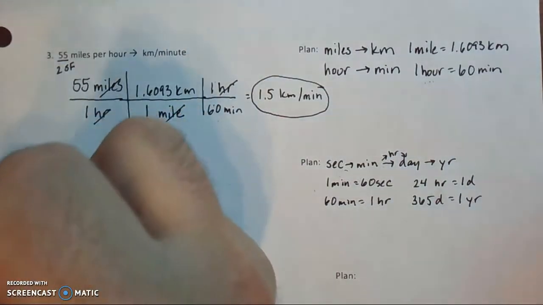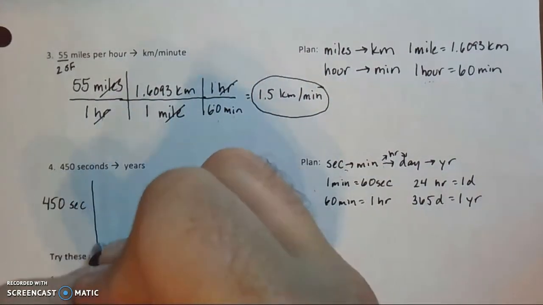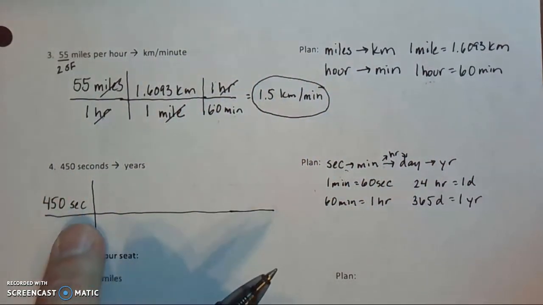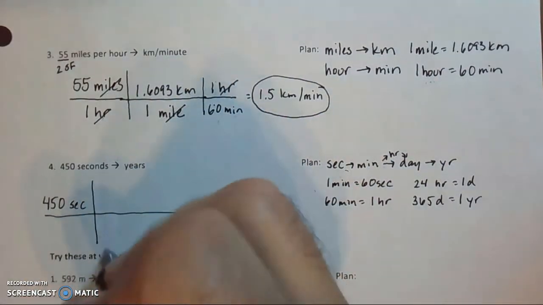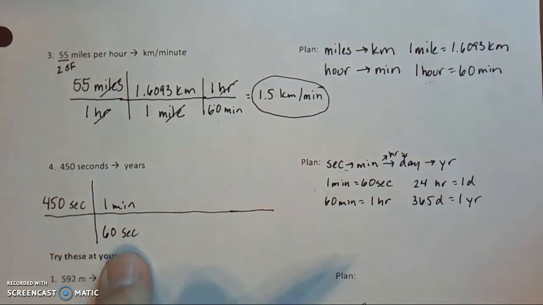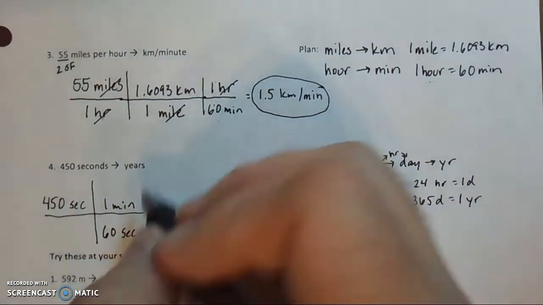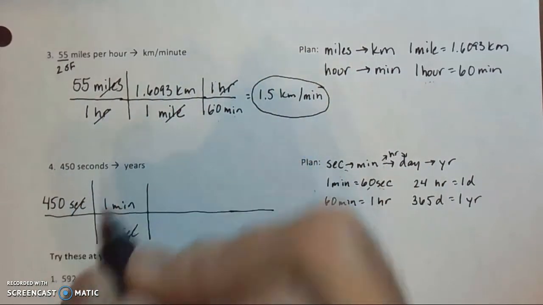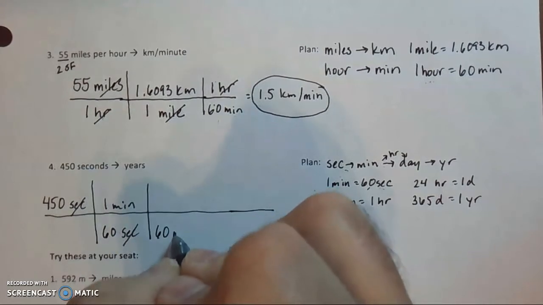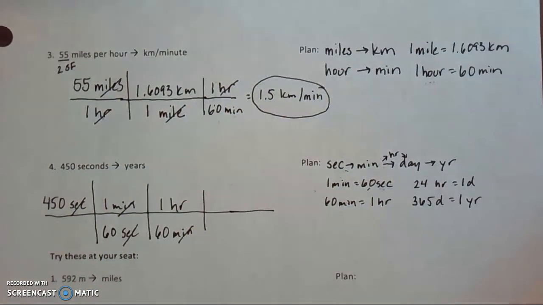So as always, we start with what we're given, 450 seconds. And this time we're going to have 4 steps. So the first thing we have to get rid of is seconds. So 60 seconds, 1 minute. I put the seconds and the 60 because those go together, put it in the bottom so our units cross out. Now I'm left with minutes. I want minutes to cross out and convert to hours. So there are 60 minutes in 1 hour. So now our minutes cross out.